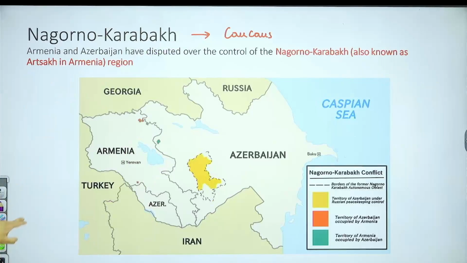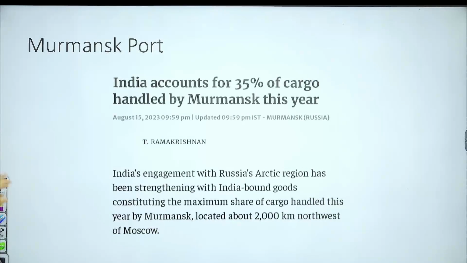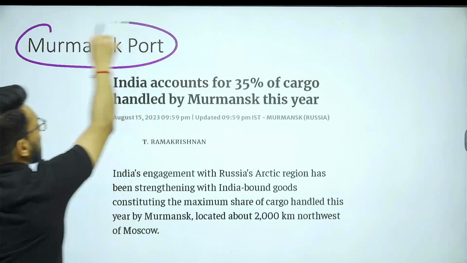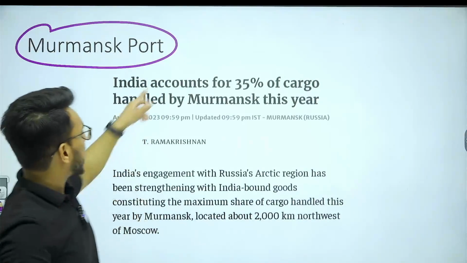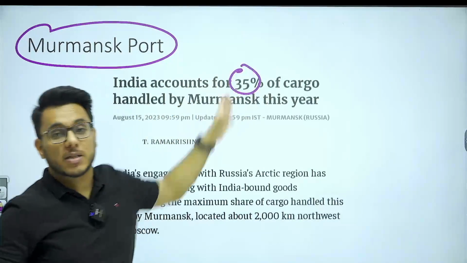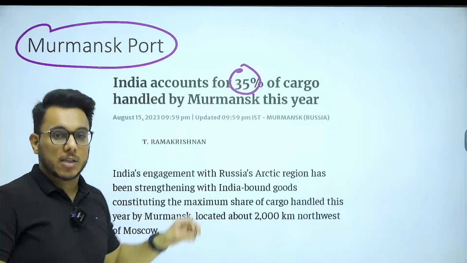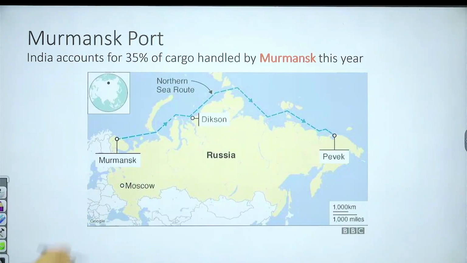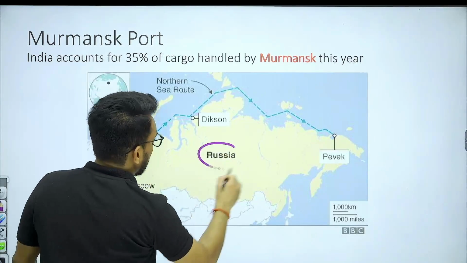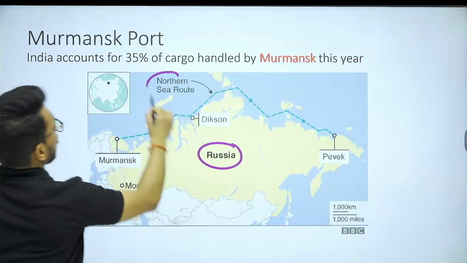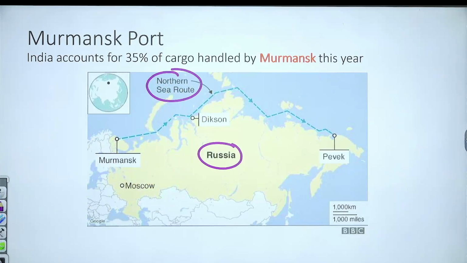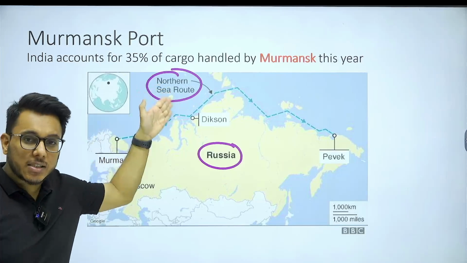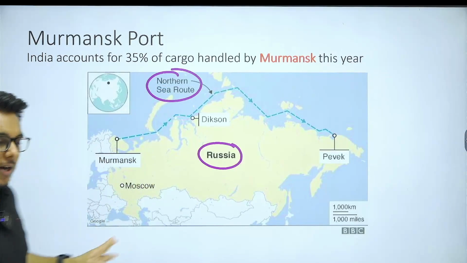Now moving on to next, Murmansk port. So recently this report came that India accounts for 35% of the cargo at Murmansk port. So where is this Murmansk port located? Murmansk port is located in Russia on the Northern Sea Route. First of all, before going to this Murmansk port, let's discuss what is this Northern Sea Route on which this port is located.